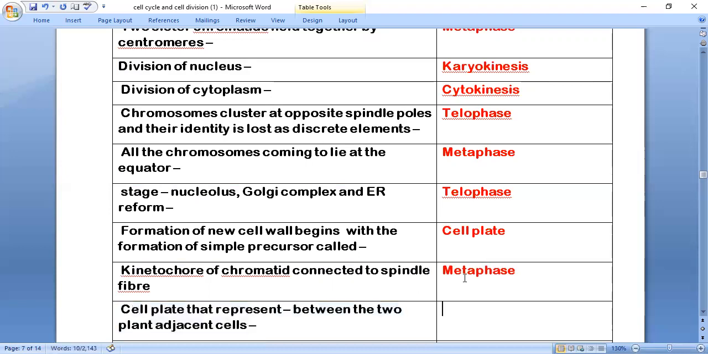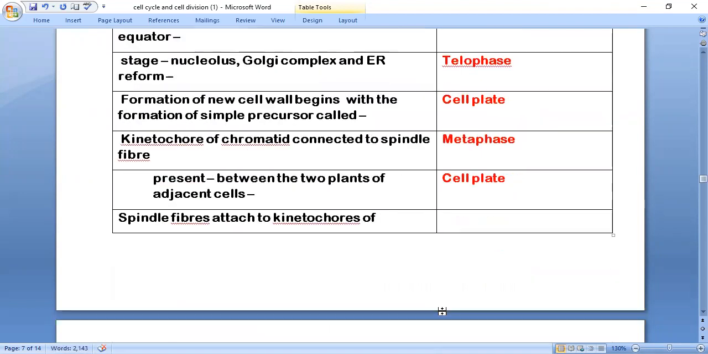In plants, the cell plate is present between the two adjacent cells. Spindle fibers are attached to the kinetochores of chromosomes in metaphase.